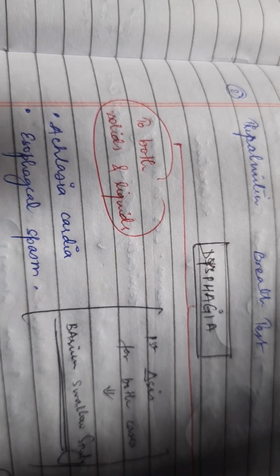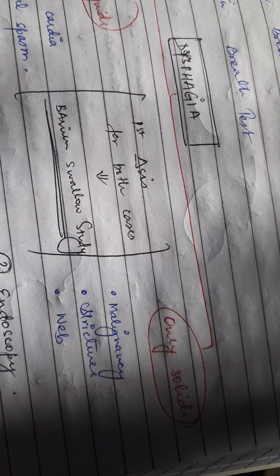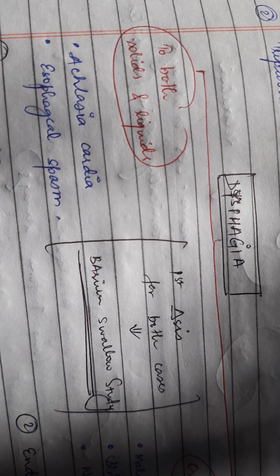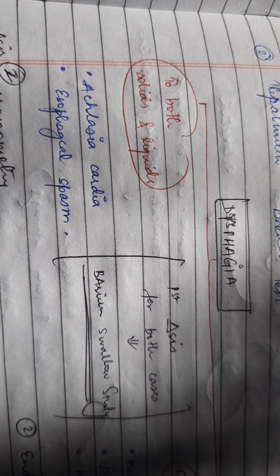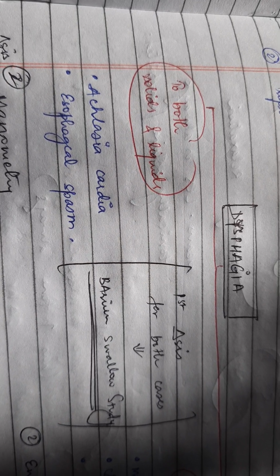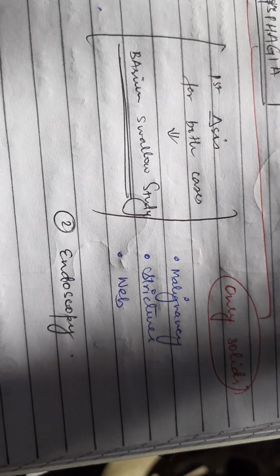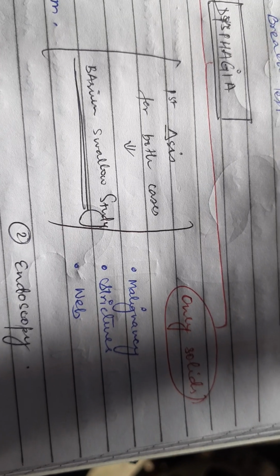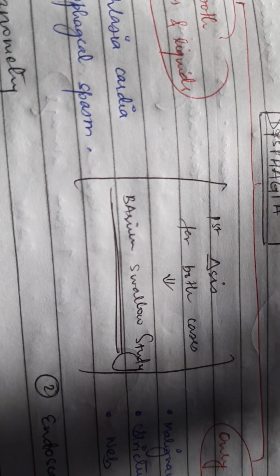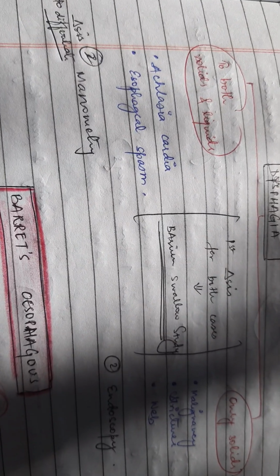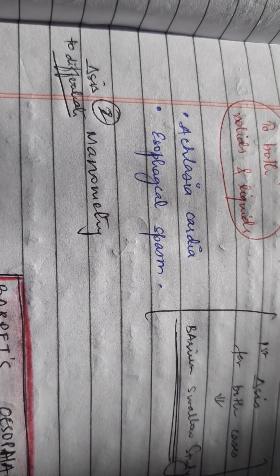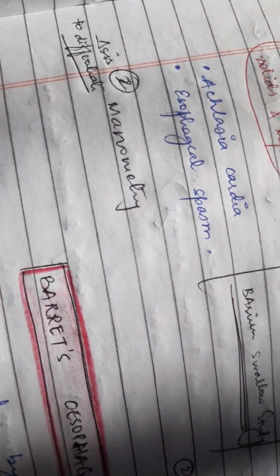Now dysphagia. Dysphagia to both solids and liquids is seen in achalasia cardia or esophageal spasm, and dysphagia to only solids is seen in malignancy and strictures or webs. For both, the first diagnosis is barium swallow study, but to differentiate, the second diagnosis for solid and liquid both is manometry, and here it is endoscopy.